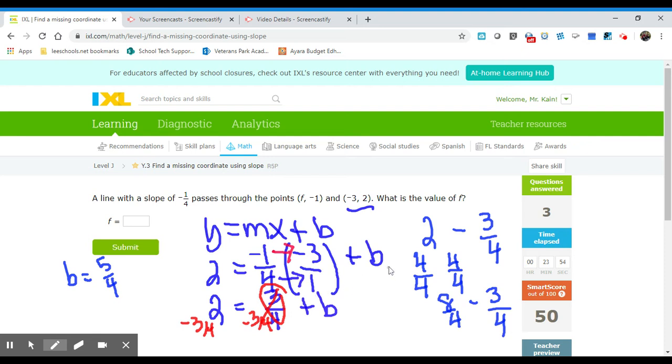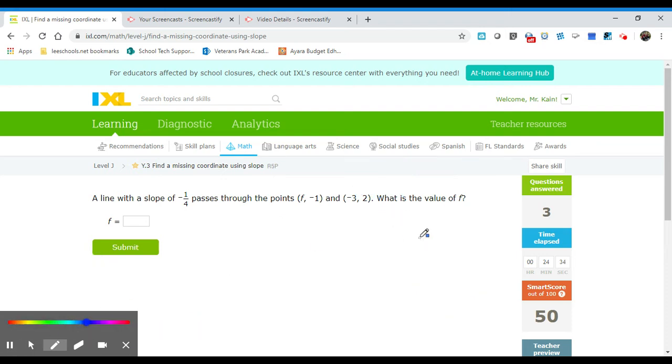Okay? If that was confusing to you, let me show you another way to do it. So it's 2 minus 3/4. Think of it as 2 over 1 minus 3/4. In order to subtract those, you need the same denominator. So 4 is the denominator you need to have. So if I multiply the bottom by 4, I get 4. So I have to multiply the top by 4 to get 8/4. That's another way of doing it. So we have our B. Our B is 5/4.